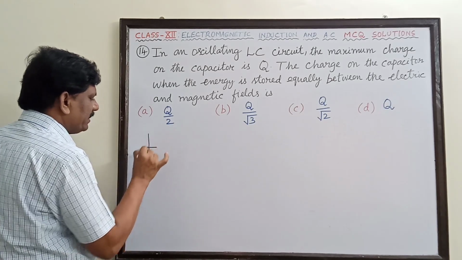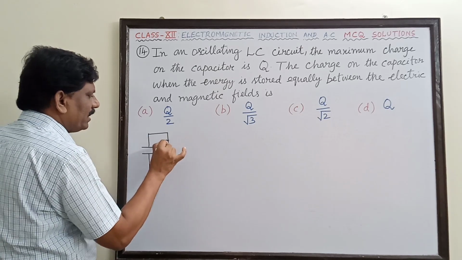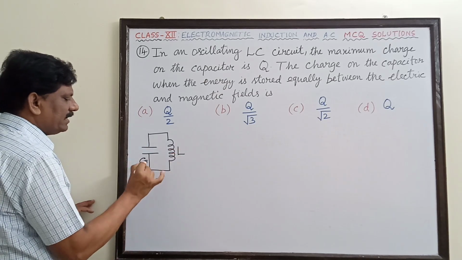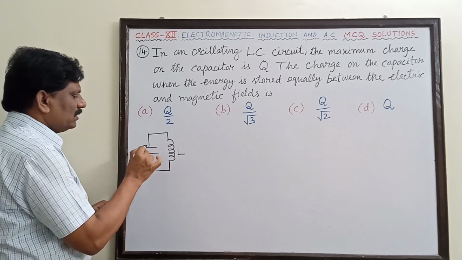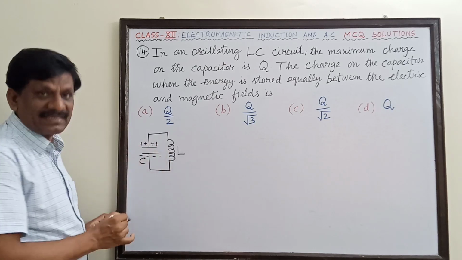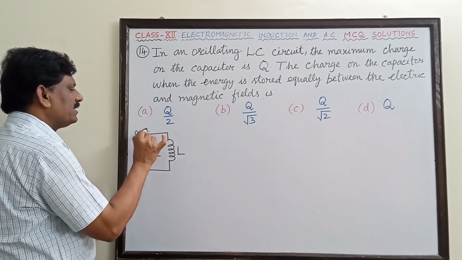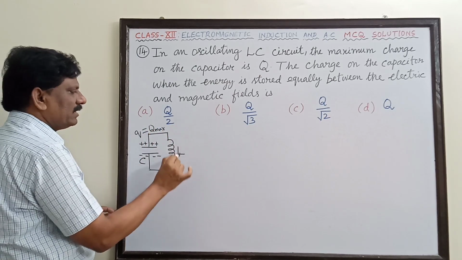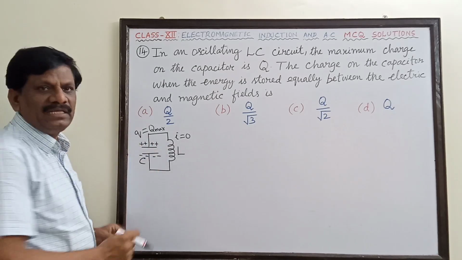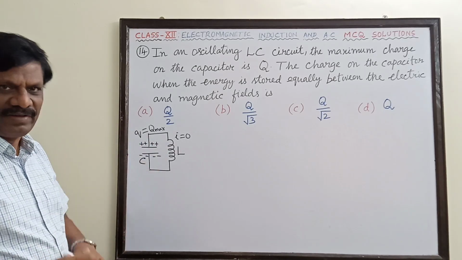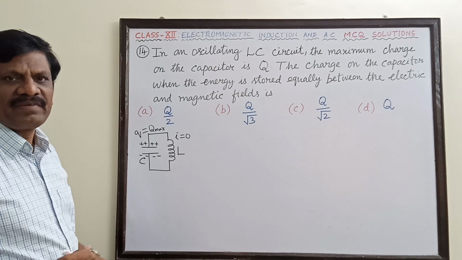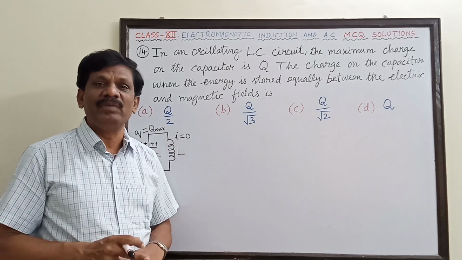Suppose this is a capacitor which is connected across a coil of inductance L. So C is the capacitor. Now if the charge stored in the capacitor plates is maximum, that is Q equal to Q maximum, then the current in the inductor will be equal to 0. So the total energy is stored in the capacitor as electric field, and the magnetic energy stored in the inductor will be 0. By the law of conservation of energy, the total energy will always be constant.